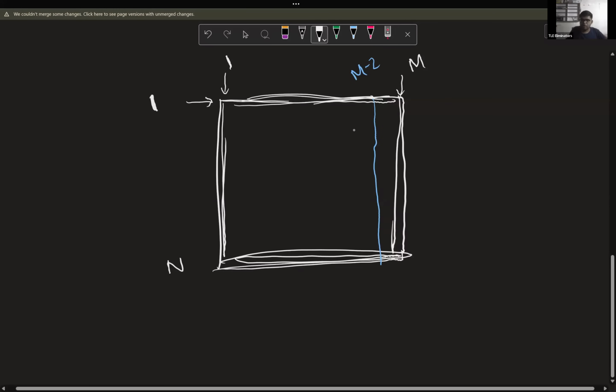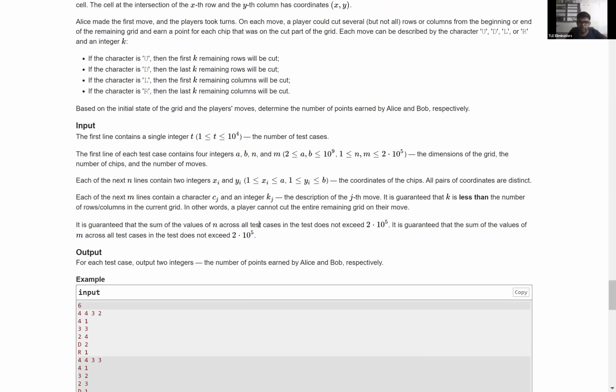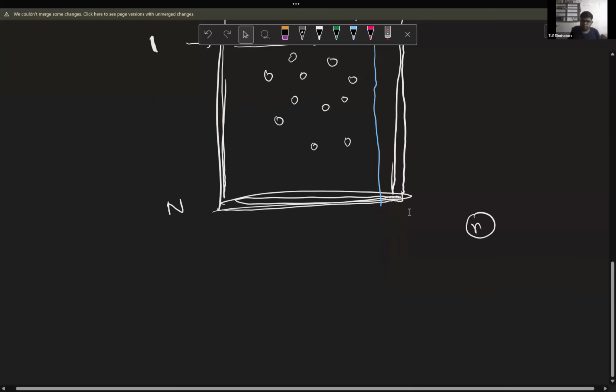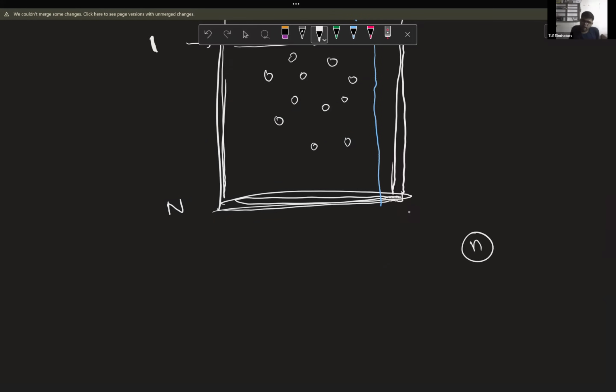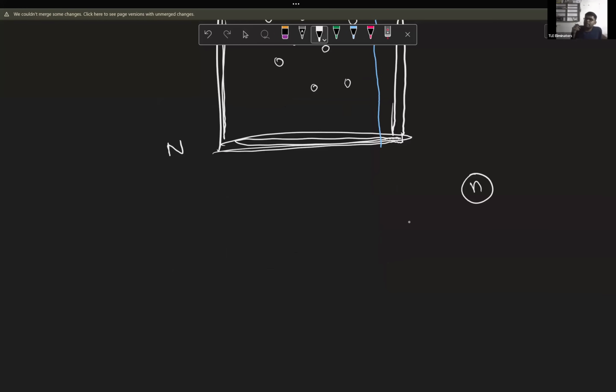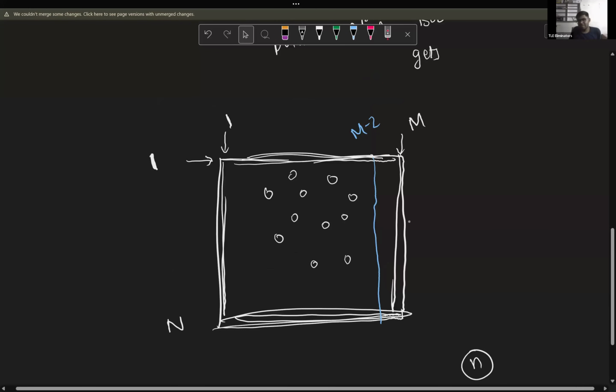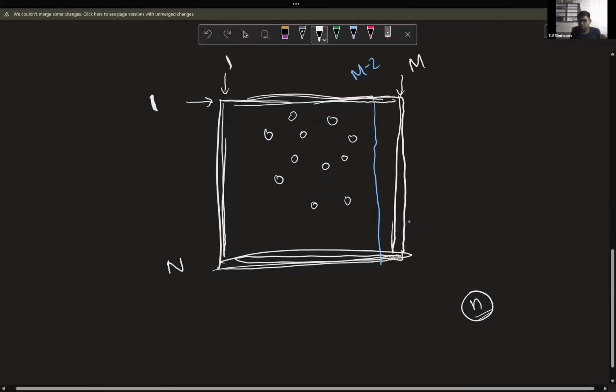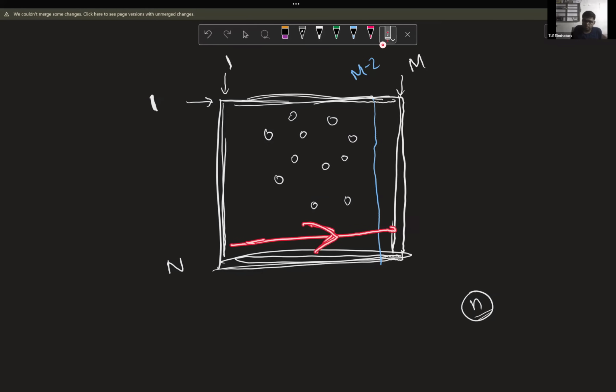So what I did is, at all the places where we have these points, the thing is we have only n points, and in the problem we are told that the sum of n over all the test cases will be less than or equal to 2 times 10 to the power 5. So I can do one thing. I can just keep track of all the places where the points are, and keep them in sorted order.